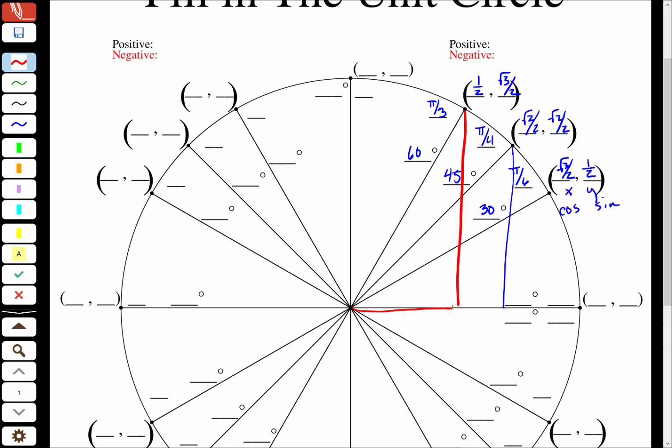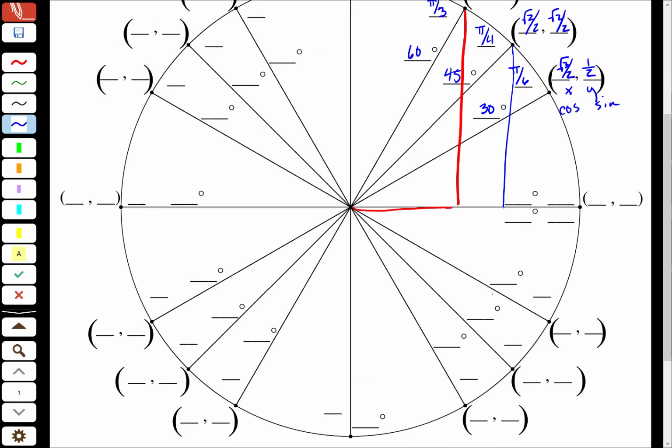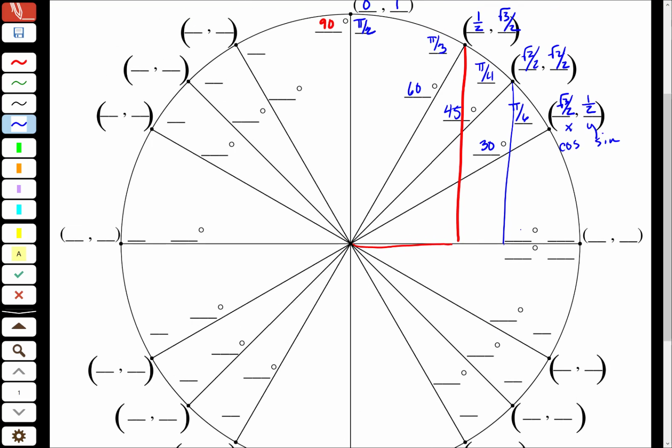When I get up here to 90 degrees, that's pi over 2. And we know that point. I don't have to do any special triangles. That point is 0 on the x-axis and 1 on the y-axis. It's straight up, right? And let's fill in this one over here too, this kind of east point. So it's 0 degrees, 0 radians, and that point is 1, 0.